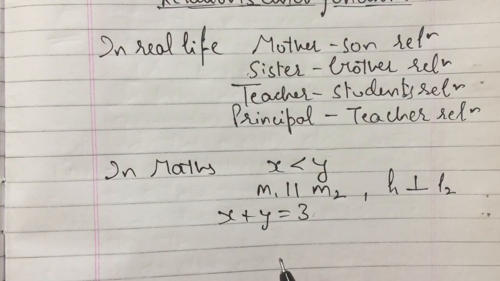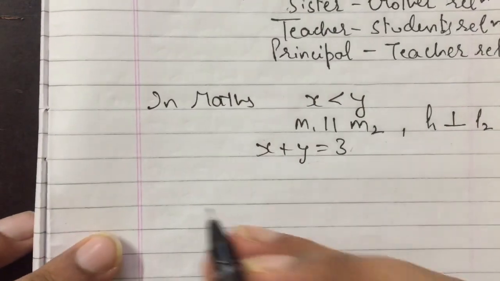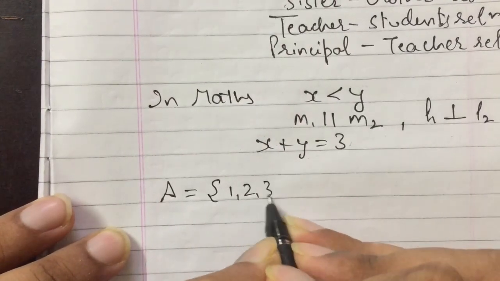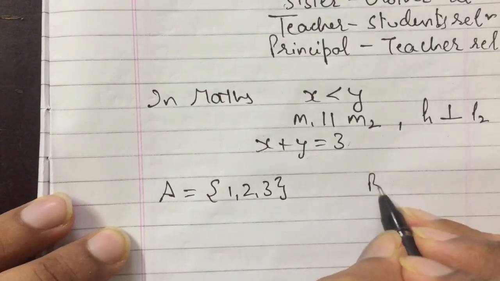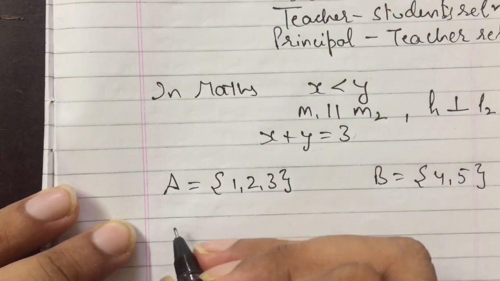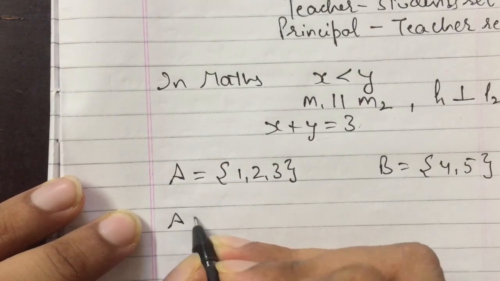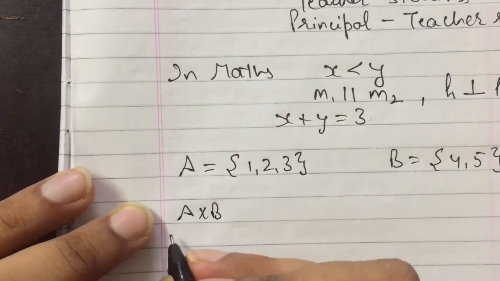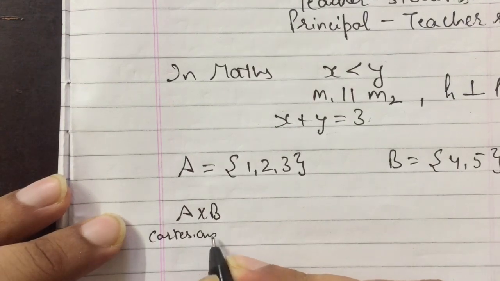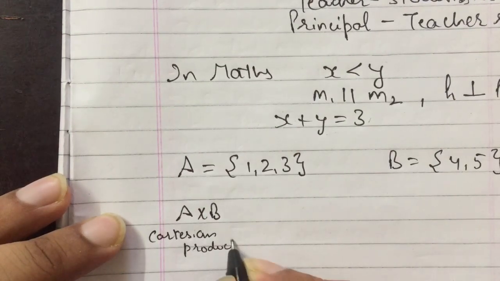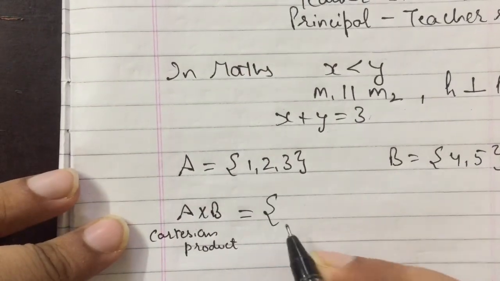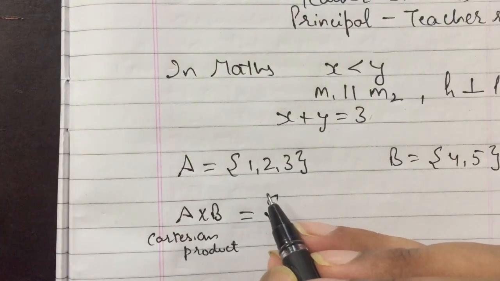So these are relations. Now suppose there is a set A having elements 1, 2, 3, and set B having elements 4, 5. We have to find A cross B. A cross B we call the Cartesian product. In sets we multiply these two sets. So let's see how the Cartesian product is going to be multiplied.